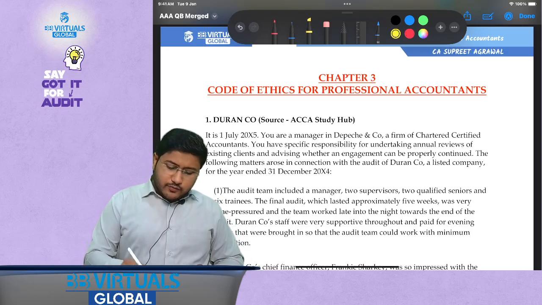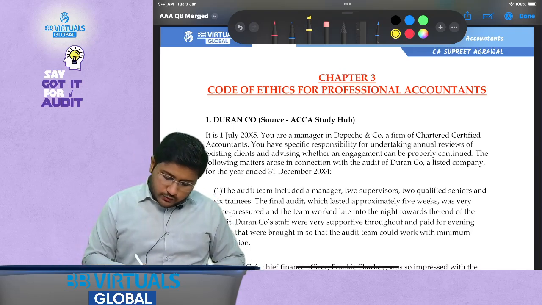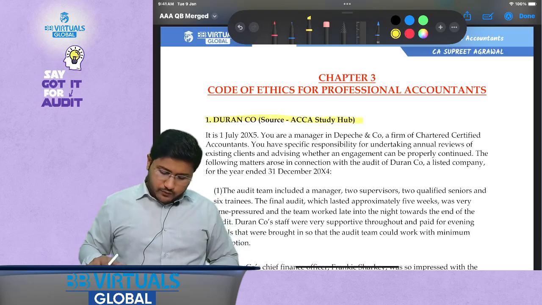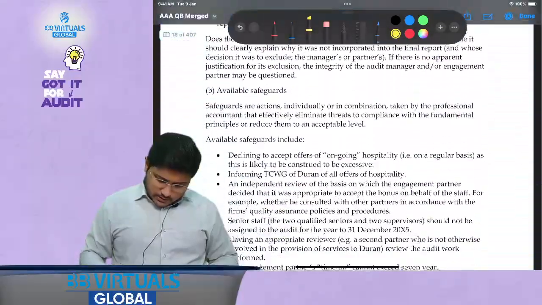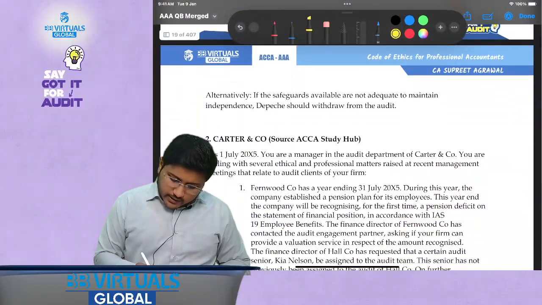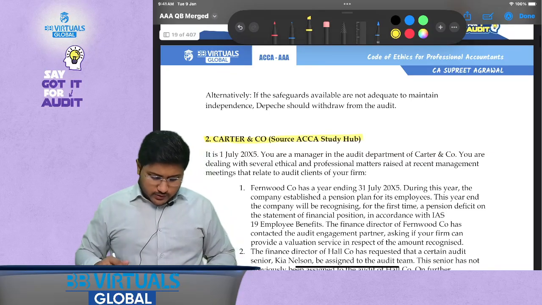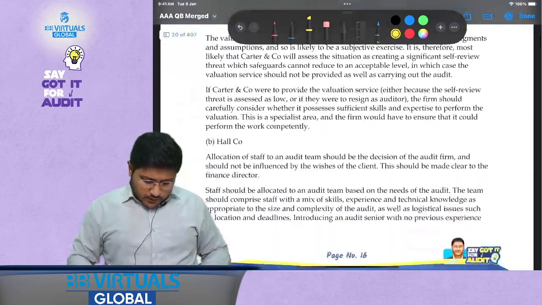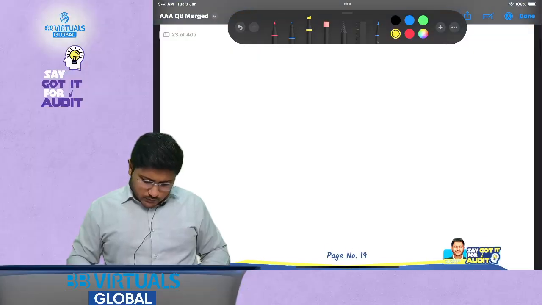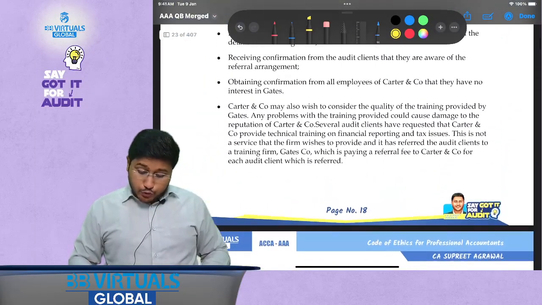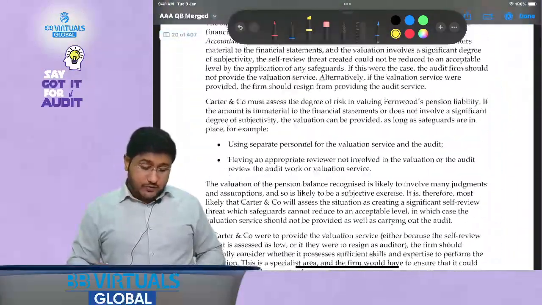So let's first see how many questions are there. The first question is of Duran Company, from ACCA Study Hub. Then we have the second question, Carter and Company, source ACCA Study Hub. So for this chapter we have two questions. These are two selected questions which are very good.